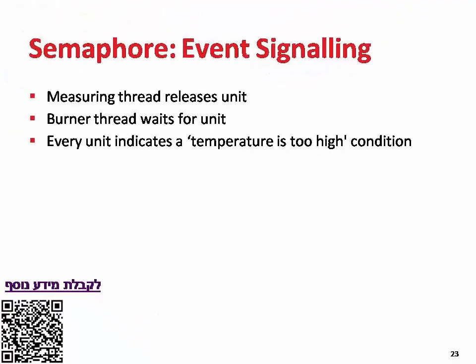Another use for a semaphore is event signaling. Assume one thread monitors a temperature, and another thread can decrease the heat coming out of a burner. If we define a semaphore unit as meaning temperature is too high, the measuring thread can signal this condition by releasing a unit to the semaphore. For the burner thread receiving a unit, coming out of wait for RT semaphore, this unit then indicates that the heat now should be decreased. You may need another semaphore to increase the heat.